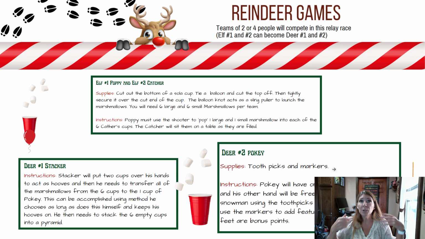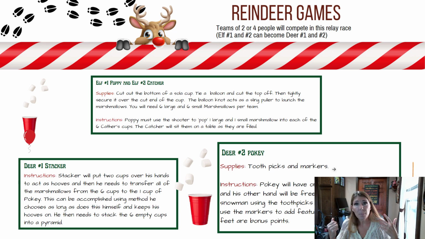Then once that's accomplished, we go to the next part of the relay, where deer number 1 has to put 2 cups over his hands. So now he's got hooves. Using only his hooves, or actually other body parts, but he has to keep the hooves on, he has to transfer all of the marshmallows that are in the 6 cups. You can read all the details if you get the book, or pause the video and read the instructions. They've got to take all those marshmallows to Pokey. And then they've got to stack those empty cups into a pyramid. Pretty easy thing to do, but when you have hooves instead of hands, it's a little more complicated.